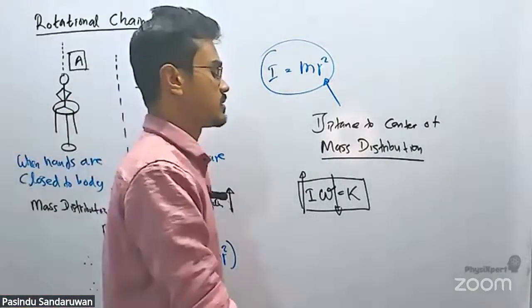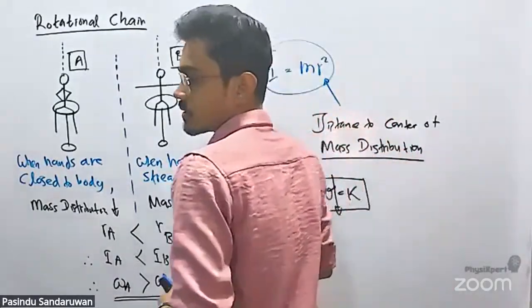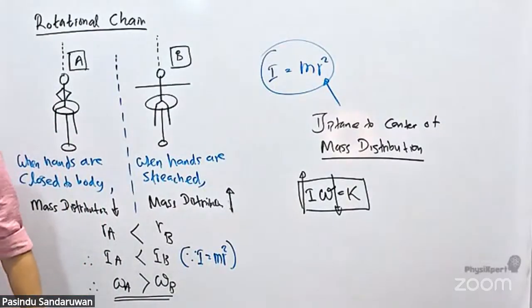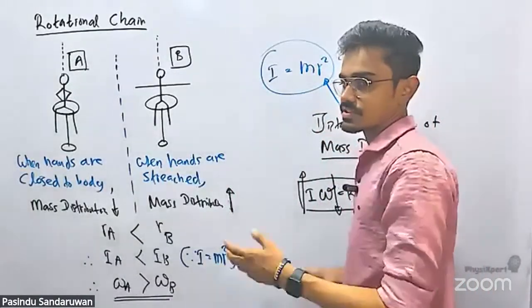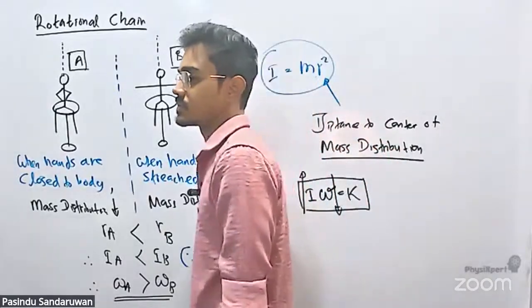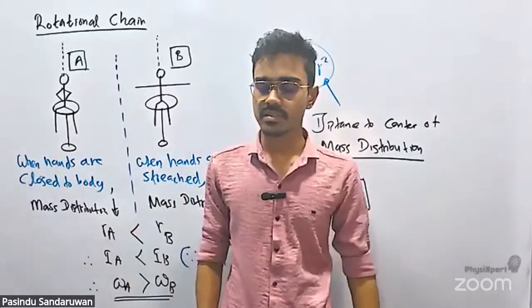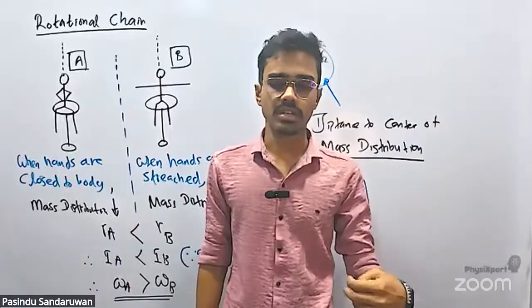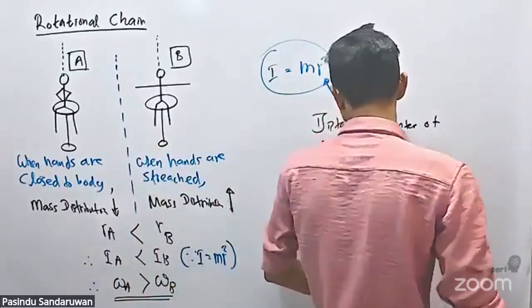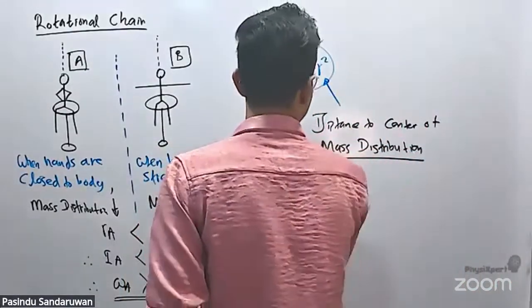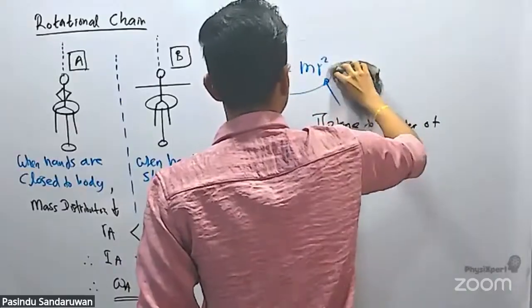Okay, write down below. Write down these arguments in red. First point, write down: when hands are stretched, distribution of mass increases.